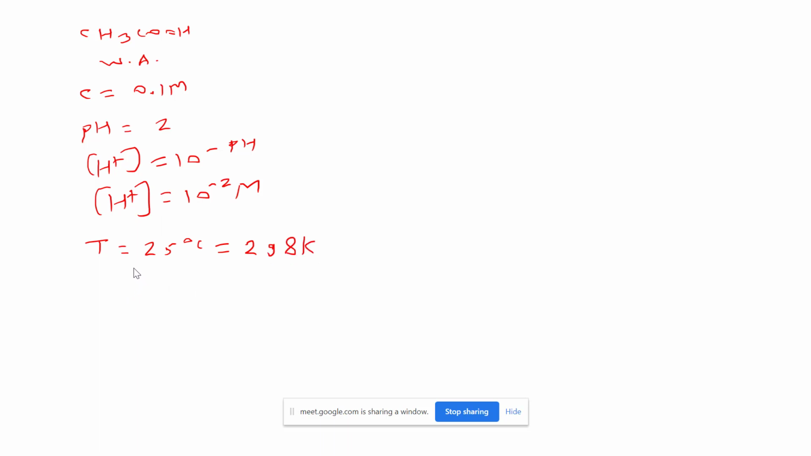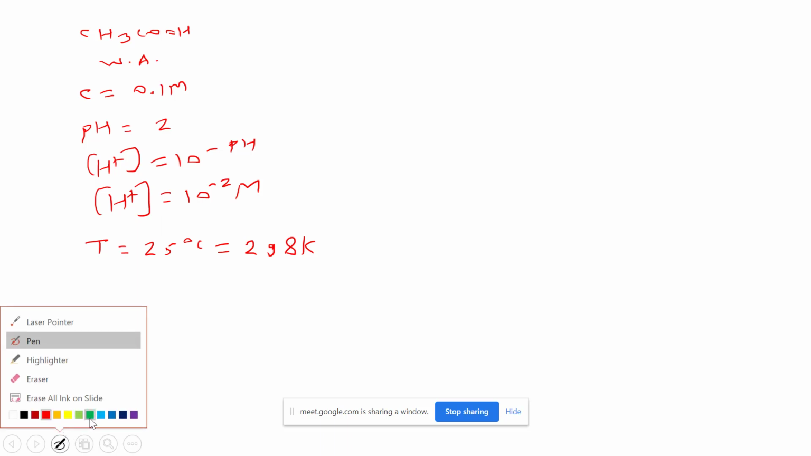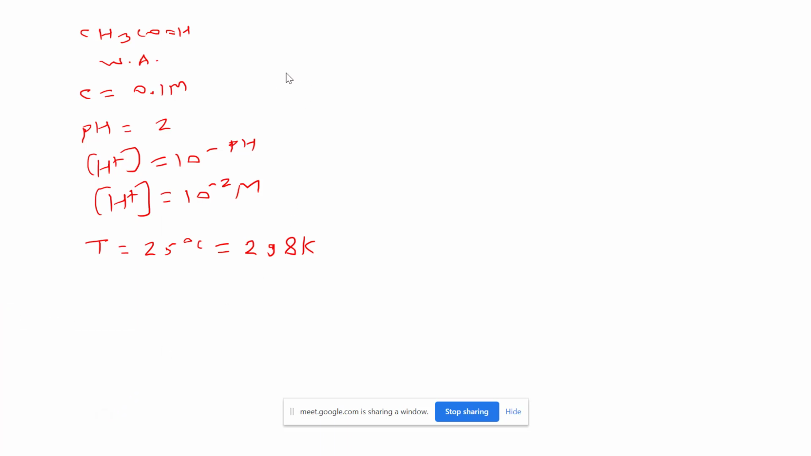Now the temperature is given as 25 degrees centigrade. Just convert into absolute temperature, and that will come to 298 Kelvin. So this is the information given in this question. Now we want to calculate the value of pi, and for calculation of pi we need i, C, R, T. How much information do we have here? T is given, R is constant, we know, C is also given, and i is to be found out first for calculation of pi. So first of all we calculate the i here.